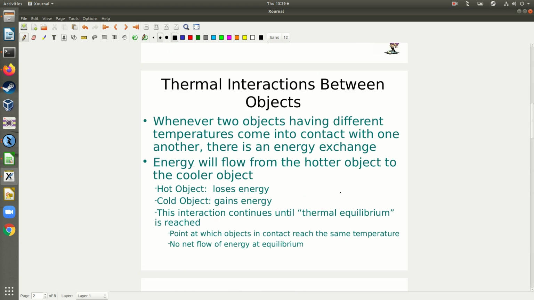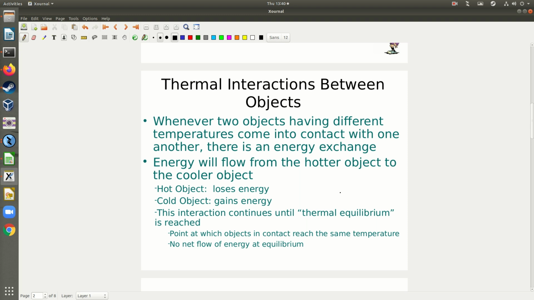Thermal interaction between objects. Whenever two objects at different temperatures come into contact with one another, there is an energy exchange. The energy will flow from the hotter object to the cooler object. This is not quite a quantum mechanical phenomenon, more of a thermophysics phenomenon, but it always goes from hot to cold, where your hot object is going to lose energy and your cold object is going to gain energy. This interaction will continue until some thermal equilibrium is reached. At that point, they reach the same temperature and there's no net flow of energy at equilibrium.